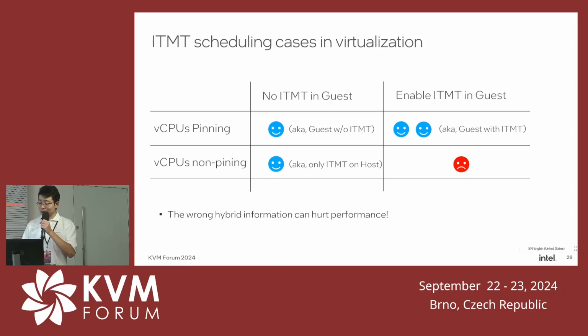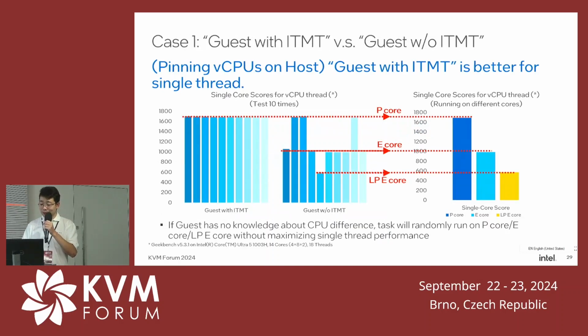This will hurt the performance. So we can compare the other three cases. The first is the case where we pin the vCPU at the host, but we compare the guest with or without ITMT. Look at the left picture. We run the single core benchmark in the guest 10 times. For the guest with ITMT scheduling, the result is very stable. And compared with the right picture, we can know that all the single threads run at the P-core.